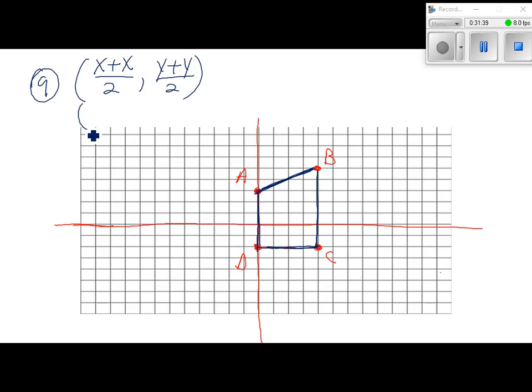If you look back at your paper for A and B, the x's are 0 and 4, so 0 plus 4 divided by 2. The y's are 3 and 5, so 3 plus 5 divided by 2. And we just do that math there. 0 plus 4 is 4, 4 divided by 2 is 2. 3 plus 5 is 8, 8 divided by 2 is 4. So we go over 2, up 1, 2, 3, 4. And that point right there is going to be the midpoint of segment AB. That's our 2, 4 right there.